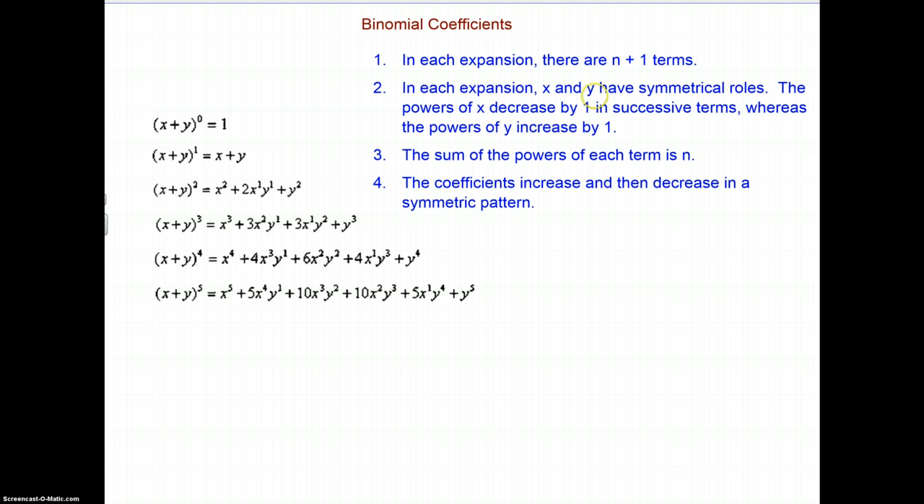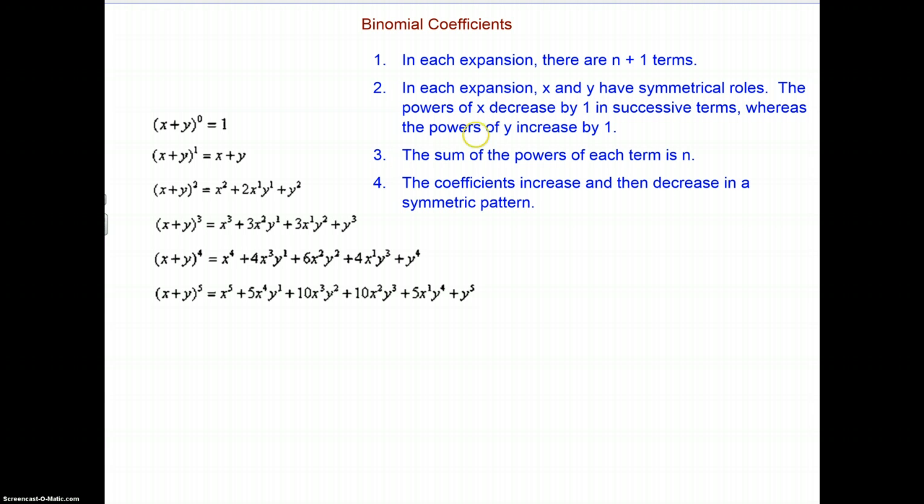Now the coefficients are what's important here. Notice that I have a list here of expansions of binomials, x plus y to the 0, x plus y to the 1st, x plus y squared, which would be just FOILing this, cubed, to the 4th and to the 5th power. In each expansion, there are n plus 1 terms, n being our exponent. So notice x plus y is 2 terms, exponent of 1. There's one more term than there is the exponent.